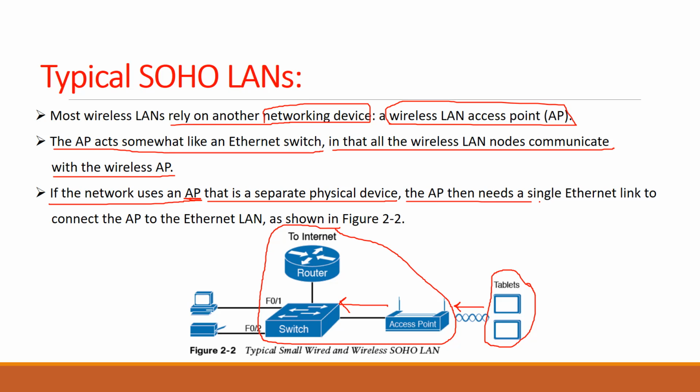The access point then needs a single Ethernet link to connect it to the Ethernet LAN. So simply, if you want to use the wireless standard, you bring an access point connected to the switch, and then wireless devices such as tablets, laptops, and smartphones can connect to the access point and then to the network, and be able to communicate with the PC or the printer to print, or connect to the internet.